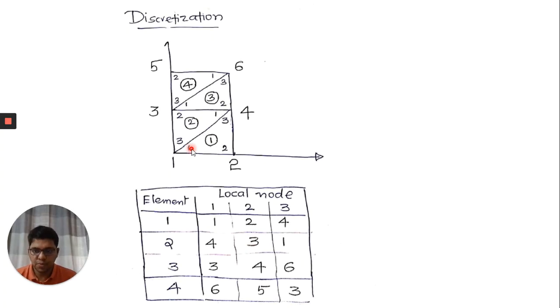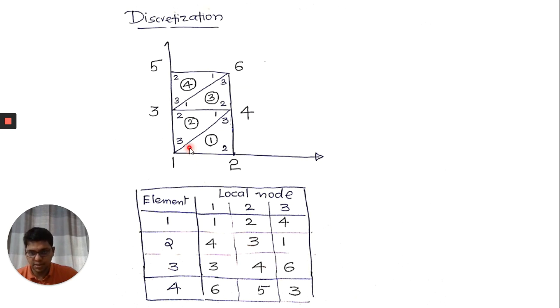Now, for solving this problem using the finite element formulation, the first step is to discretize the geometry. So this is a two-dimensional problem. We are going to discretize the geometry using triangular elements. We divide the entire geometry using 4 triangular elements. So 1, 2, 3, 4, 5, 6. All these represent the global nodes.